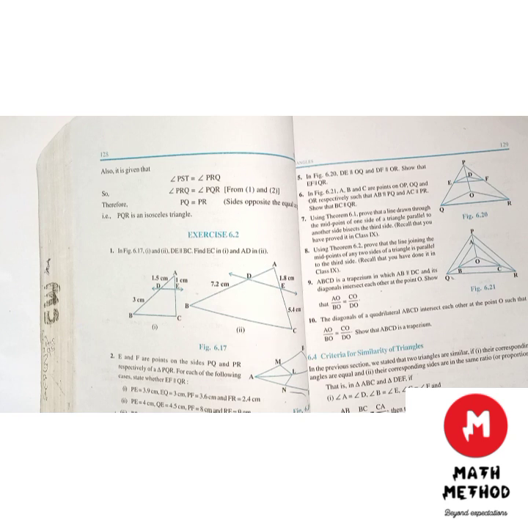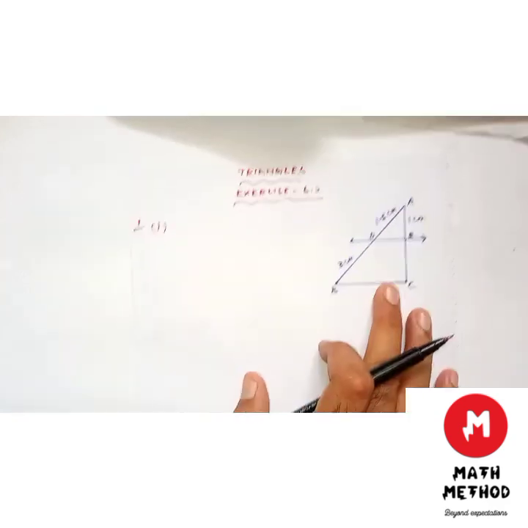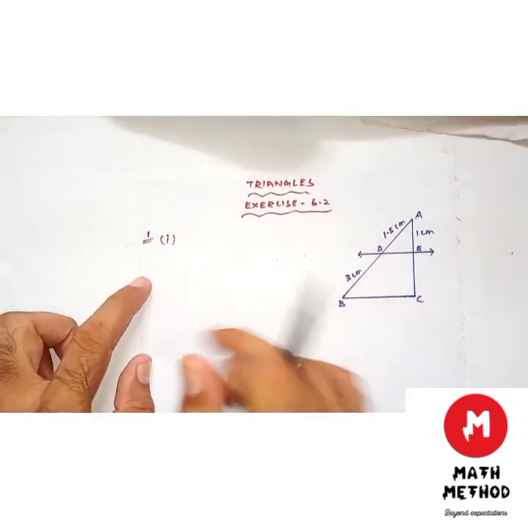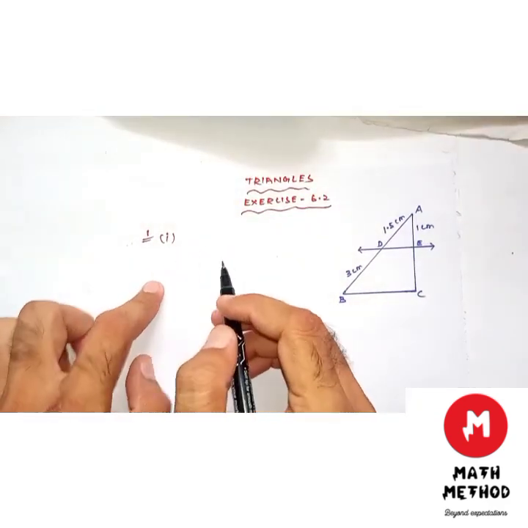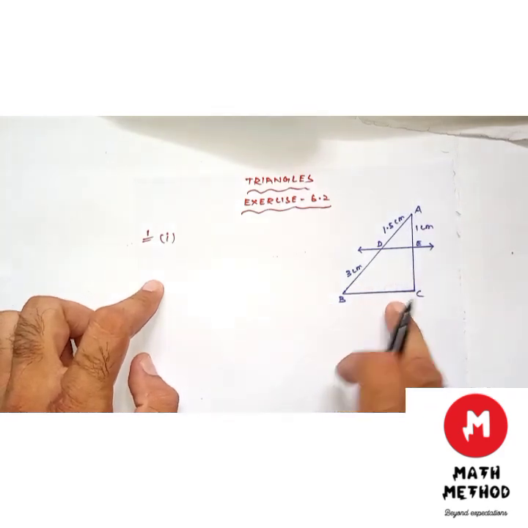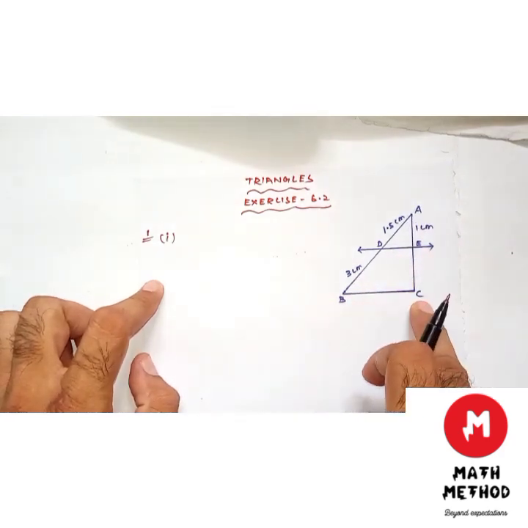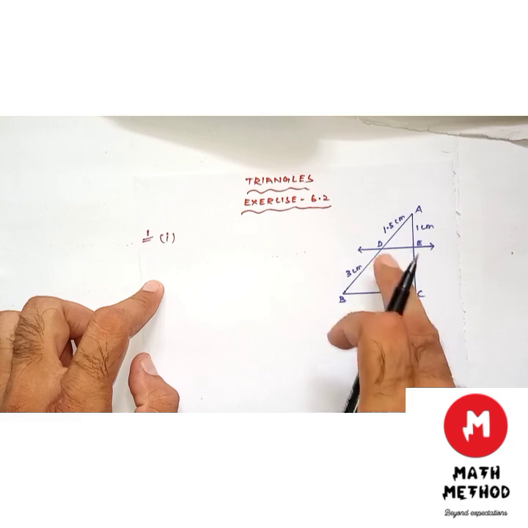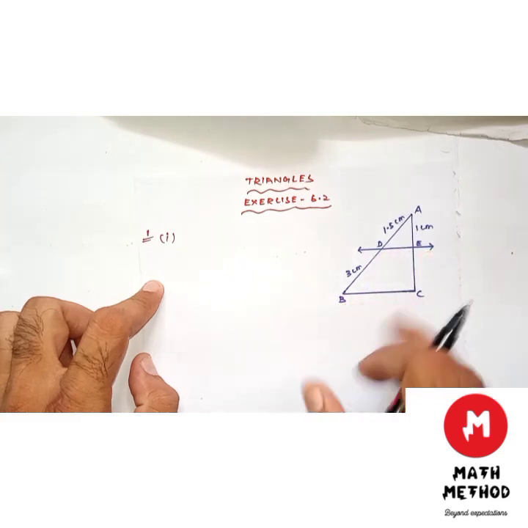Today we will learn about the basic proportionality theorem, also called Thales' theorem, in exercise 6.2. So let's start with exercise 6.2. Now question number 1, first part: the given figure is this, ABC is a right angle triangle and DE is parallel to BC.